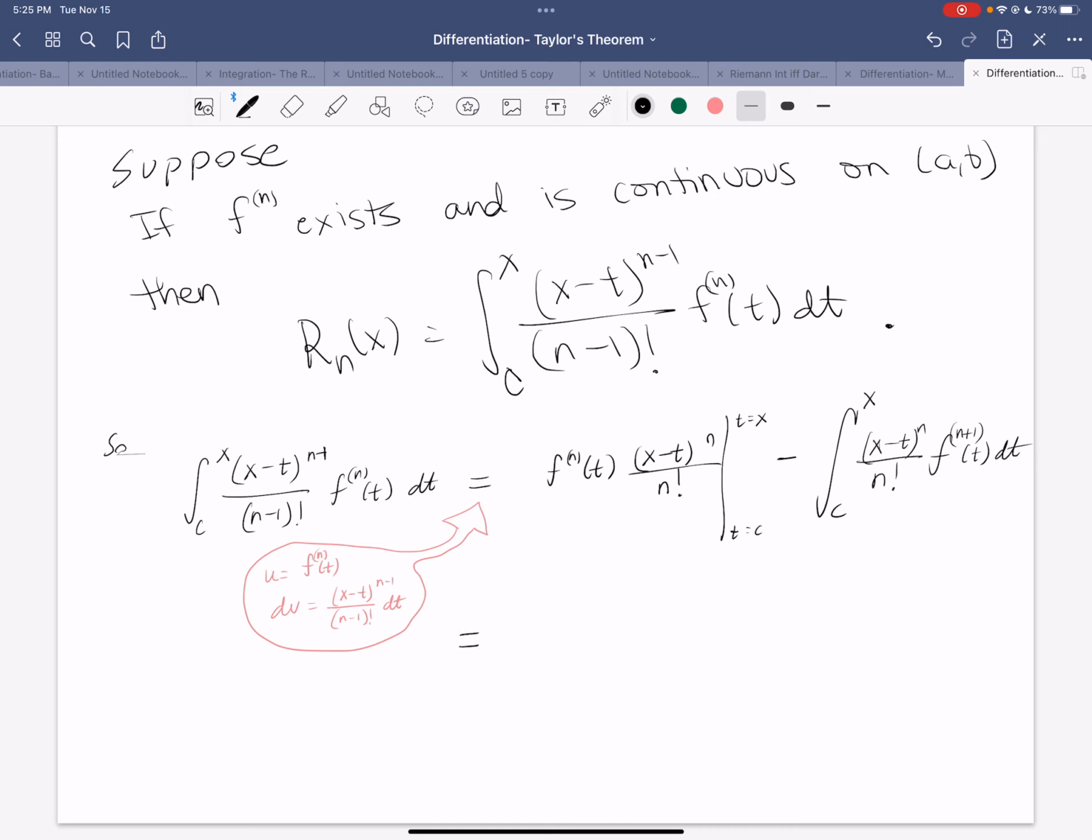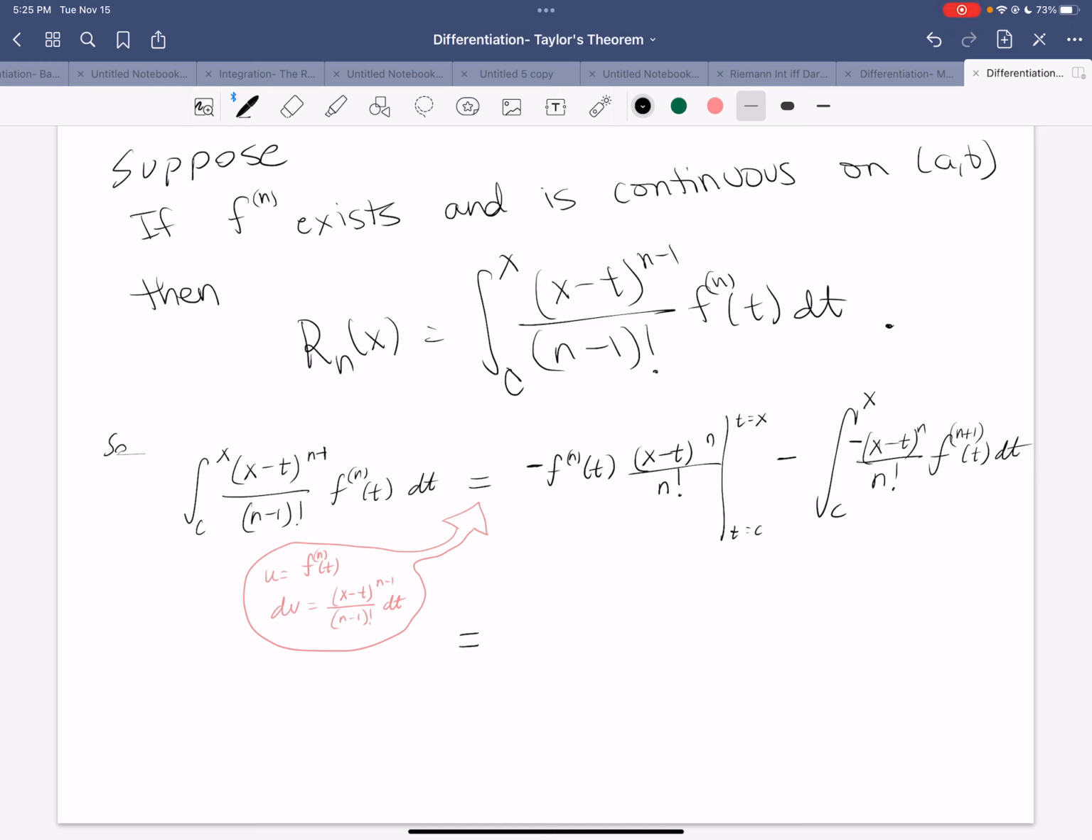So when I plug in t equals x, I'm going to get x minus x, that's just going to be 0, so that's going to go away. Ooh, wait a minute. I think I left off a negative sign, because if this is my dv, then v would be minus (x minus t)^n, right? Because this is with respect to t, not with respect to x. So I'm going to go back and put in a minus sign here, and I need to put a minus sign here, okay?